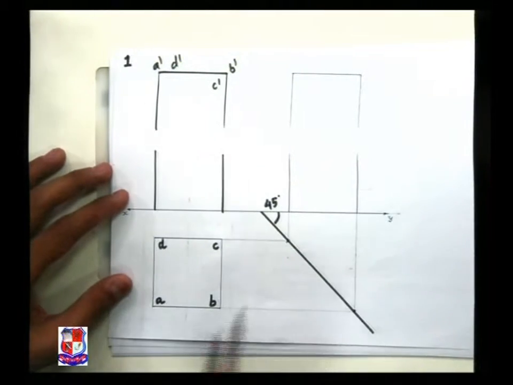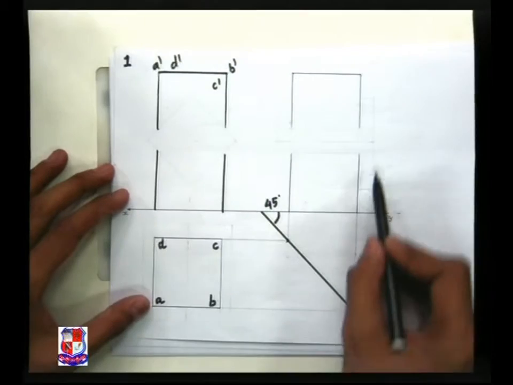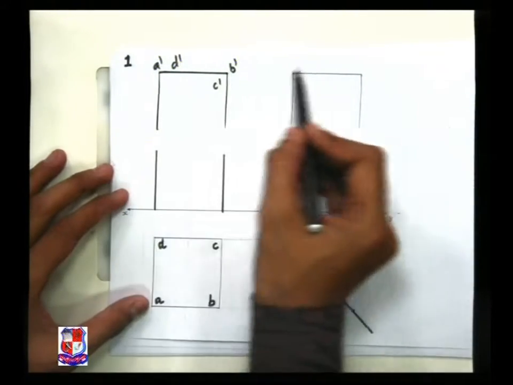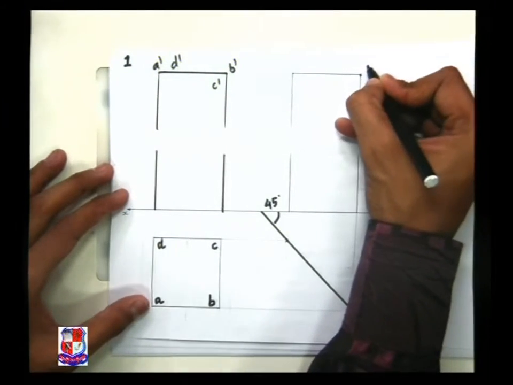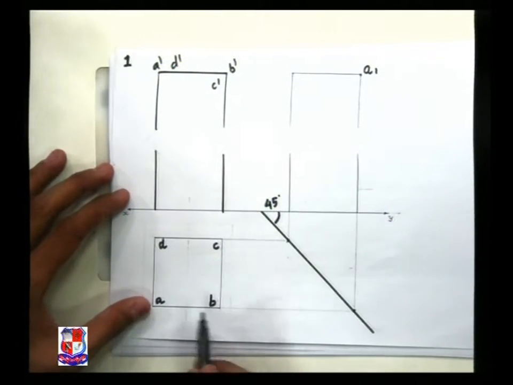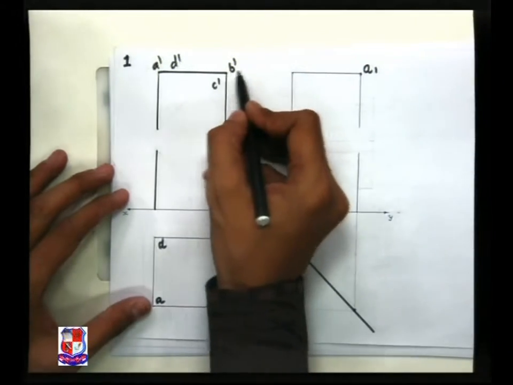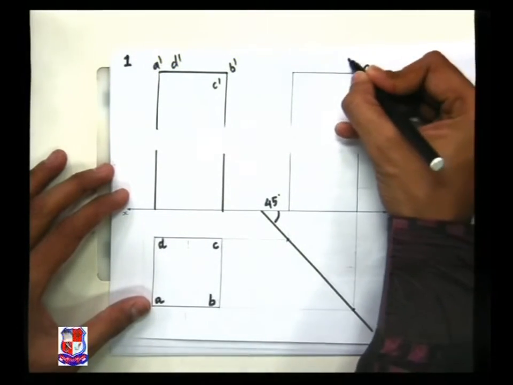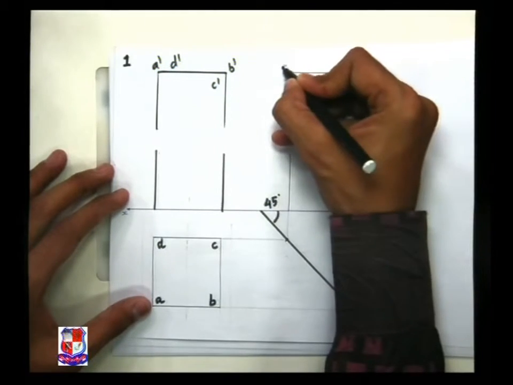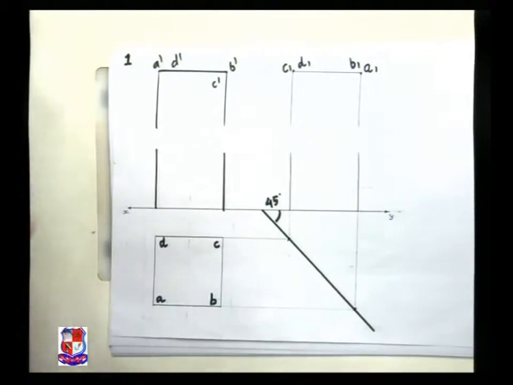Now after that, suppose point A is here, the horizontal line from point A is here. So the horizontal line from point A dash, both will intersect at this point. Name that point as A1. Similarly, the line from point B and the line from point B dash intersect, so point B1 would be here. Similarly, points C1 and D1 would appear like this.